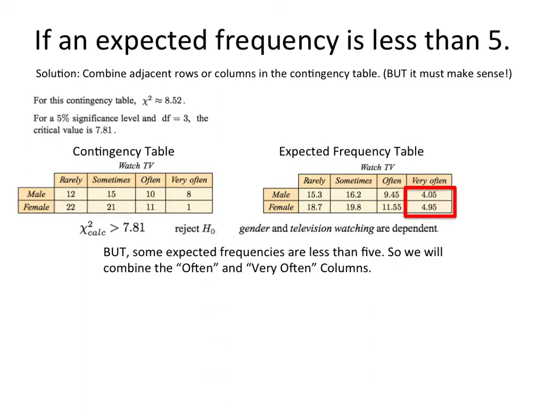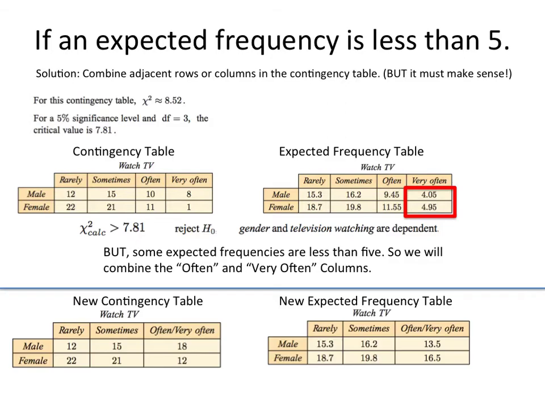When you get this kind of situation, we need to combine columns or rows. We need to combine adjacent rows or columns in our contingency table, as long as it makes sense to do so. Here we have rarely, sometimes, and often or very often. These are sort of similar, right? So what we're going to do is combine these, and we make a new contingency table.